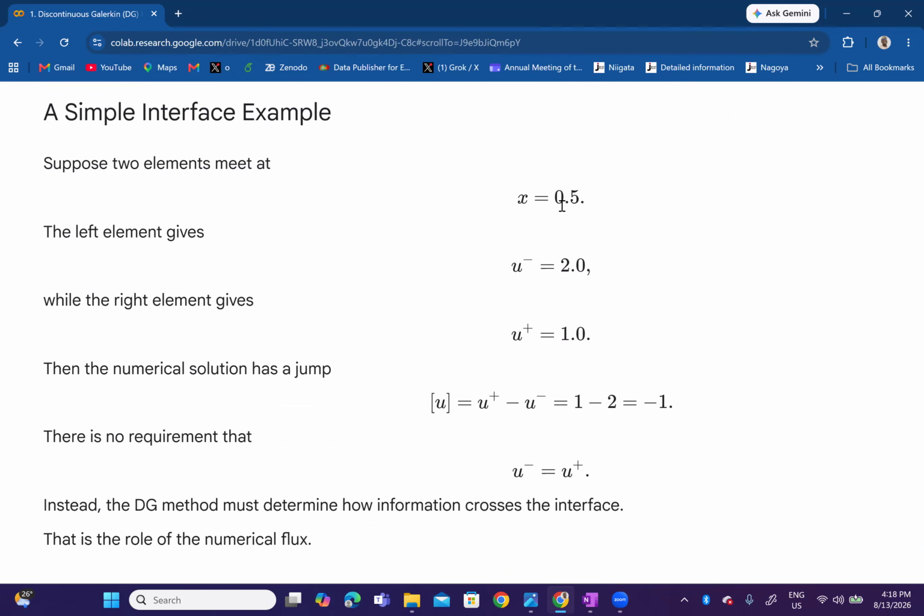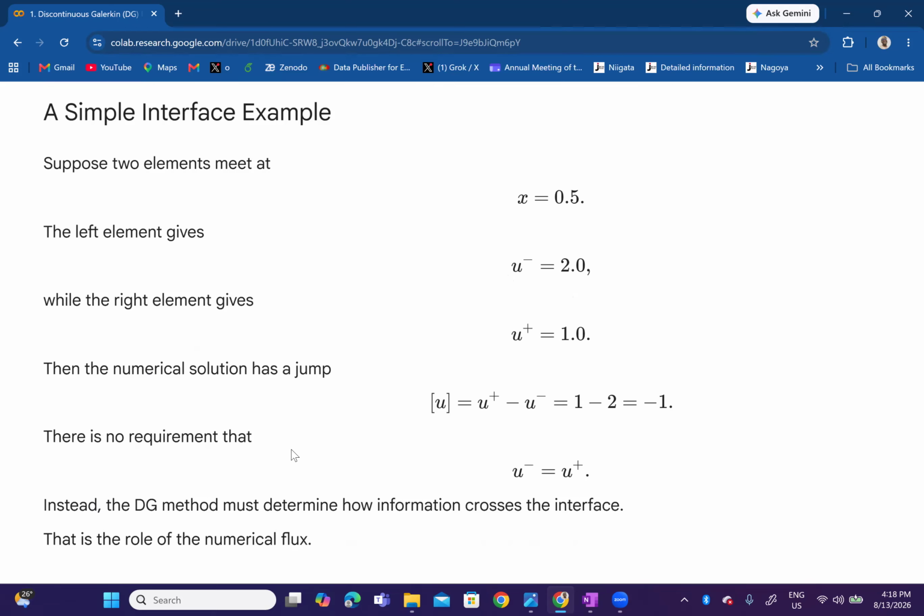Don't forget, for discontinuous Galerkin, we are saying that for a particular point, the value approaching it from the left and right, from the negative and positive sides, are not the same because there's a jump at that particular point. So suppose two elements meet at x equals 0.5 and the left element, the negative side u minus, gives 2.0, while the right element u plus gives 1.0. Then the numerical solution has a jump, which is u plus minus u minus, which we saw before, and that'll be 1 minus 2, which is minus 1. So there's a jump of minus 1.